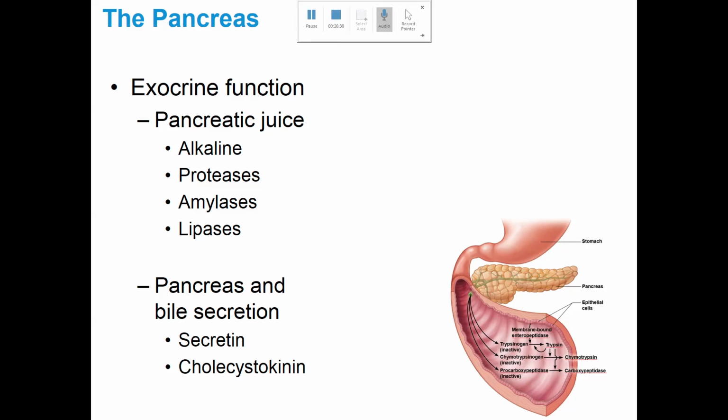Other things, so pancreatic juice has proteases. Remember, those are enzymes that break down proteins. Also has amylases, which break down carbohydrates, and then lipases, which break down fats. So pancreatic juice then is going to break down all three of the macronutrients that we'll need to break down.